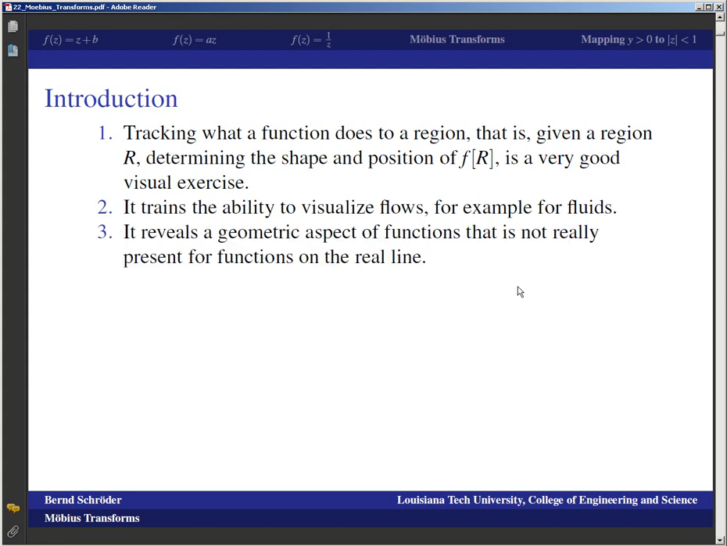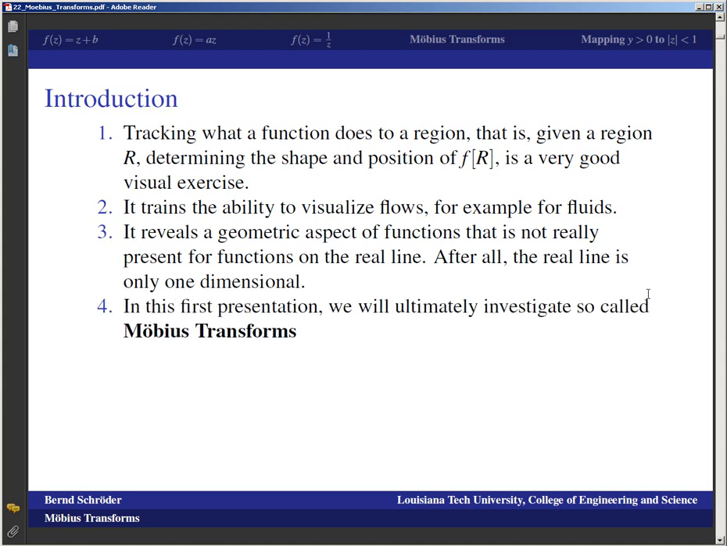It reveals a geometric aspect of functions that is not really present for functions on the real line, and that's because the real line is one-dimensional. You take an interval, you stick it into a differentiable function, you get an interval back, and that's it. Here, with this second dimension, this extra dimension of the complex numbers, we can do a little bit more on the geometric side.